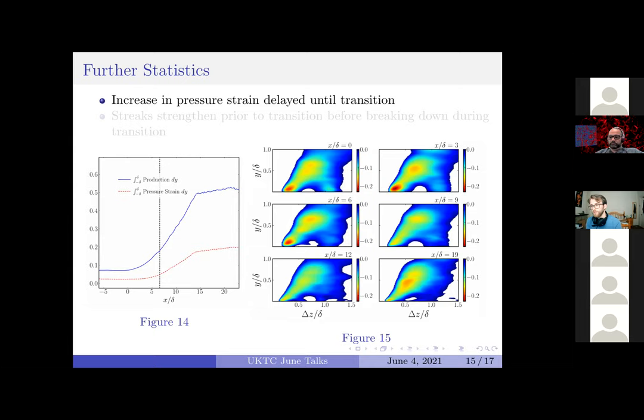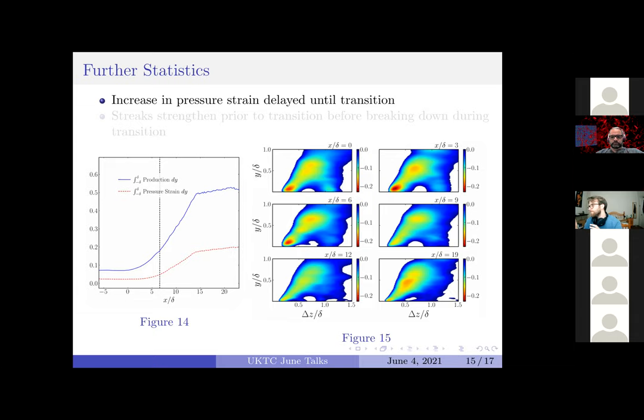And then if we look at figure 15, we can see the spanwise autocorrelation of the streamwise velocity. And you can see that if you compare x equals 3, so that top right figure, to x equals 0, the top left figure, the minimum there quite clearly intensifies. And that is consistent with the idea of the streak strengthening during that pre-transition period.